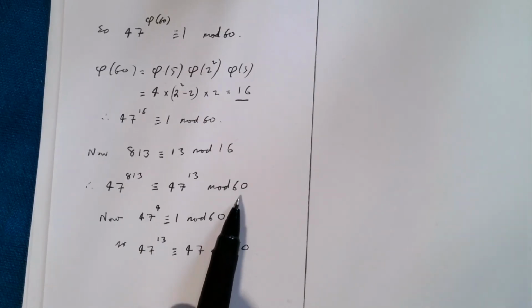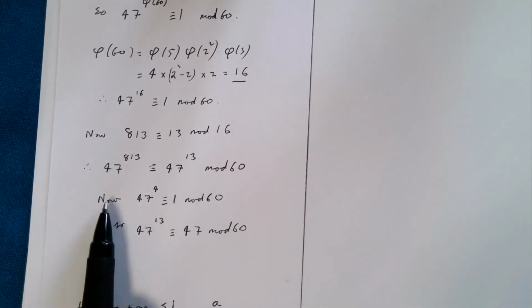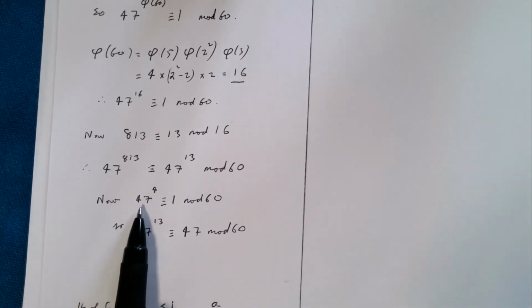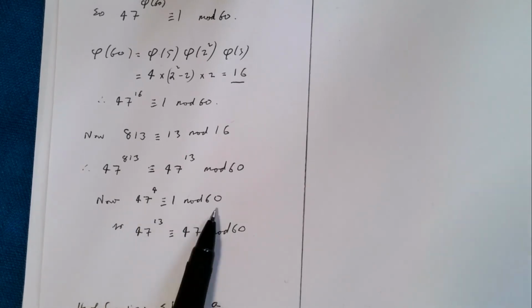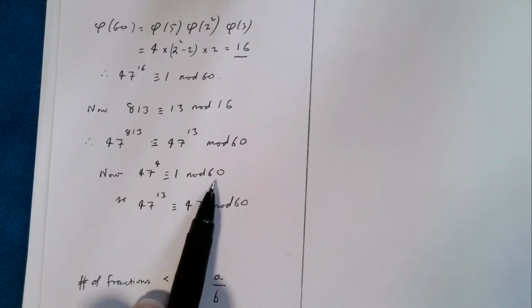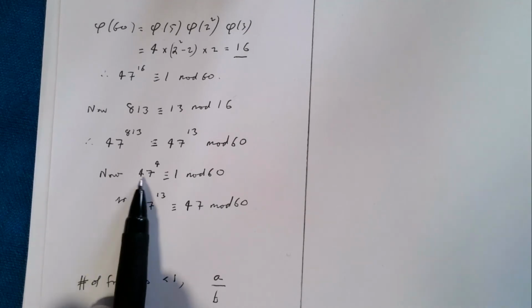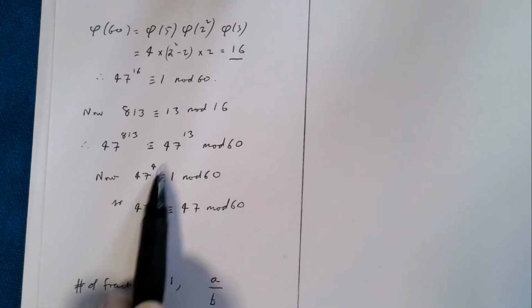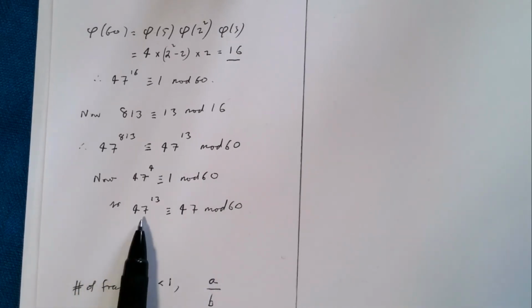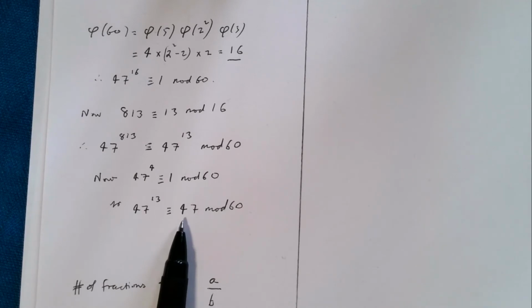And we've still got to calculate this beast here, so again by hand I just checked. I started calculating the powers of 47, so I worked out 47 squared, and then square it again, you get 47 to the 4 turns out to be 1 modulo 60. So again, that means whenever you see 47 to the 4 in here, just replace it with a 1. And 13 is 1 modulo 4, so 47 to the 13 is just 47 to the 1 modulo 60.